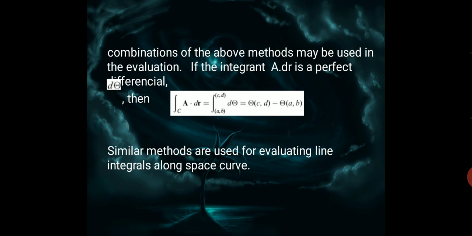A combination of the above methods may be used in the evaluation. If the integrand A dot dr is a perfect differential, then the integral of A dot dr from a, b to c, d is equal to the defined function phi of c, d minus phi of a, b. Similarly, the same methods are used for evaluating line integrals along a space curve.